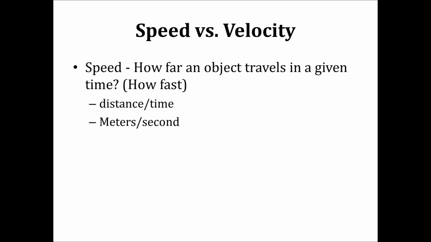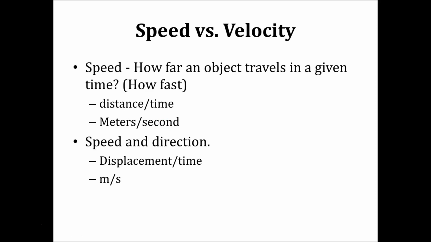Now velocity is almost exactly the same, except just like displacement versus distance, velocity is going to tell us both speed and direction. So displacement over time. For example, we wouldn't say 5 meters per second, we would say 5 meters per second east, or 5 meters per second to the west. So we're going to give it a little bit more information, including the direction as well as the magnitude. So the equation would simply be displacement over time. That would be the slight difference. So we'd use displacement over time for velocity.